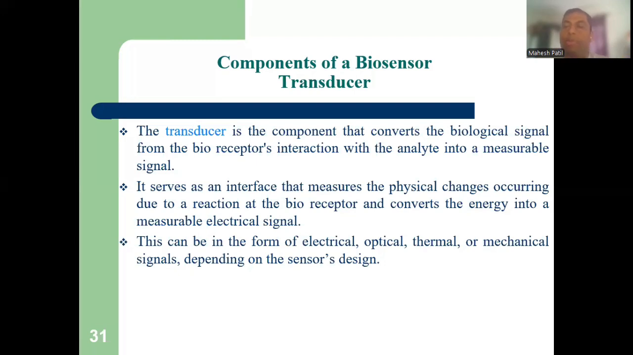Now the transducer. This transducer is a basic component of a biosensor, which converts whatever biological signal is produced by the bioreceptor. The interaction between analyte and bioreceptor produces some signal, and that signal now needs to be converted into some measurable signal, and this transducer does that. So it acts as an interface between the bioreceptor and the next part, maybe any electronics part which we are using for further processing.